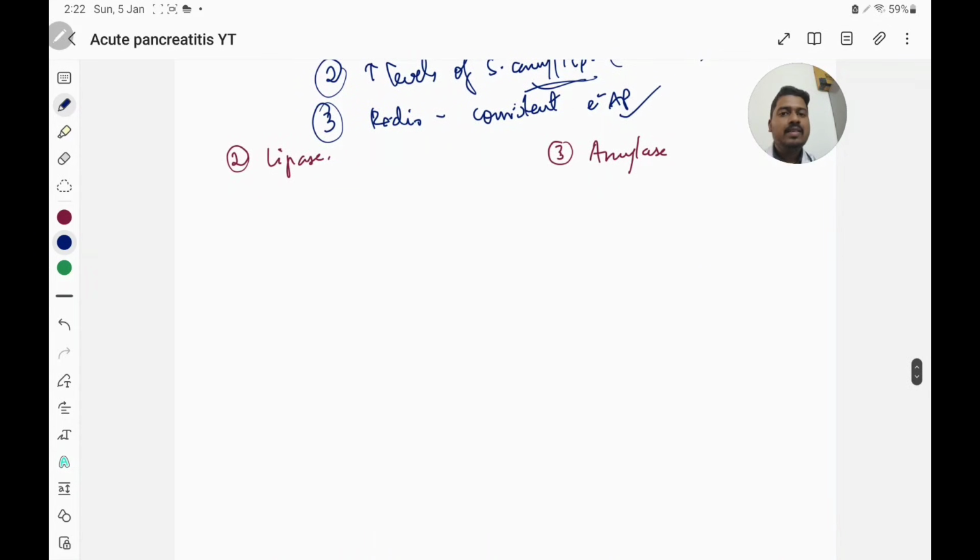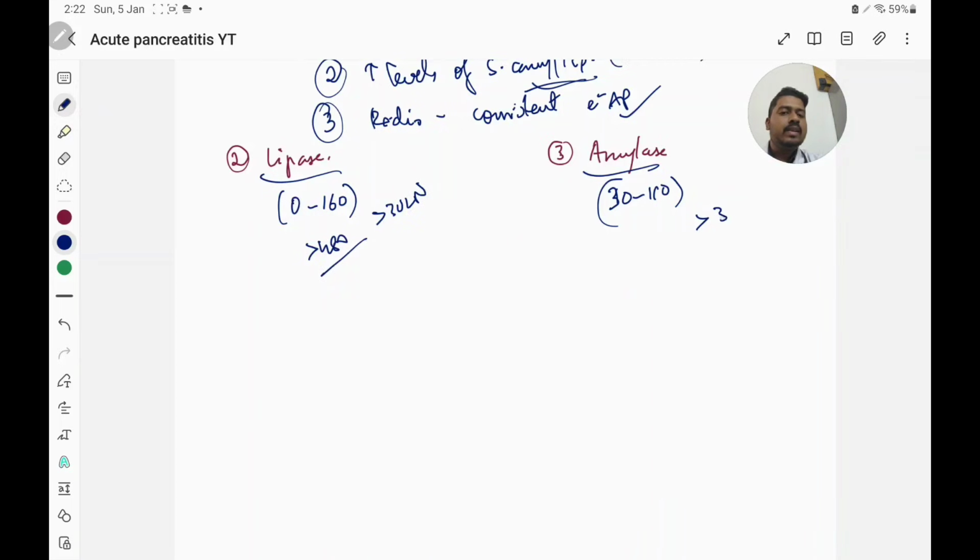Now, what about these levels of enzymes, amylase and lipase, which is better and what, okay? So normal levels of lipase is 0 to 160, okay? And normal levels of amylase is 30 to 110. Now this is adult level. So how much should be increased? So lipase should be more than 480, that is more than 3 times upper limit of normal, okay? And for amylase it is more than 330, okay?